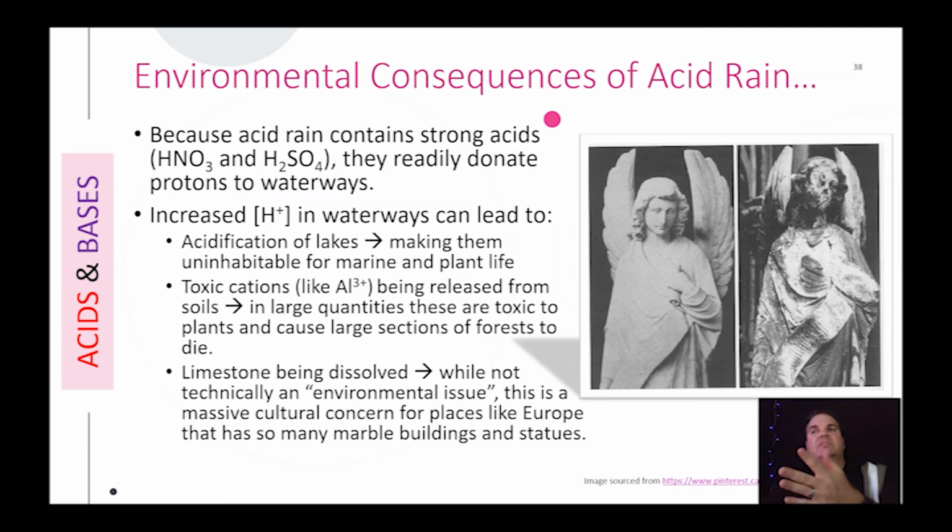Now, some of the environmental consequences of acid rain. Because acid rain contains strong acids, they readily donate protons to waterways, and the increased H+ in the waterways can lead to a number of different problems. So there are two main environmental problems. The first is acidification of lakes. Fish are very susceptible to changes in pH. They're very sensitive. So if you've ever had a fish tank at home, you'll know that you have to take very good care of the pH.